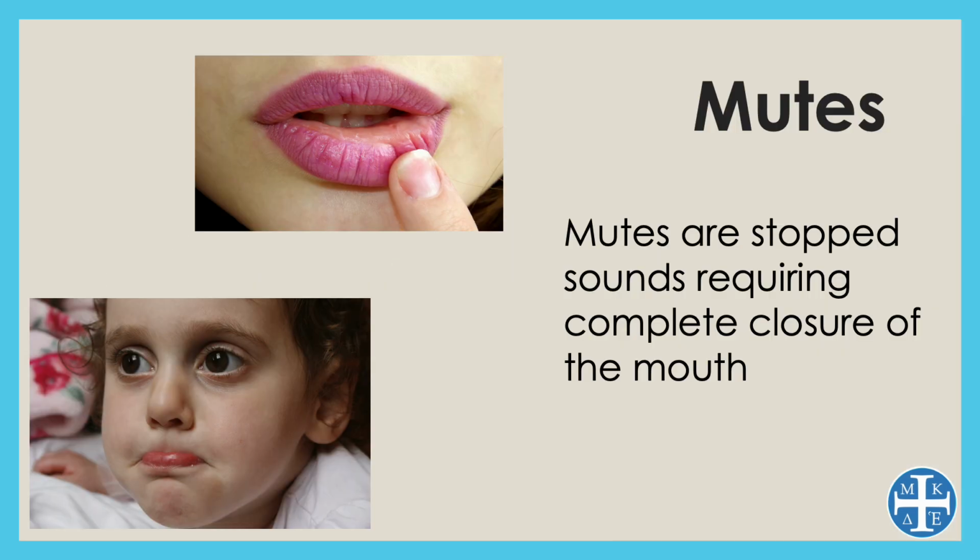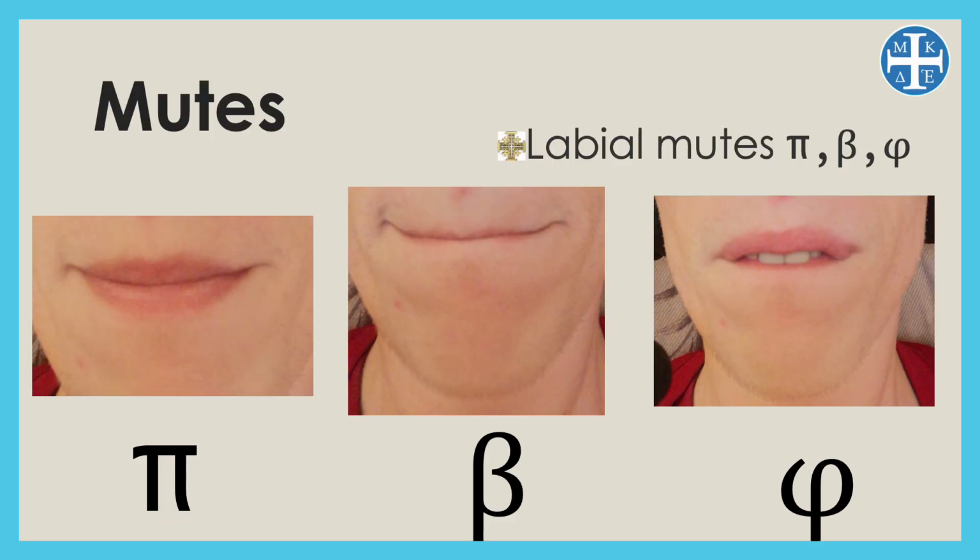Mutes are stopped sounds requiring a complete closure of the mouth in order to say them. The mutes fall into 3 classes, depending on which part of the mouth we use to say them. Let's start with the labial mutes, from the Latin word for lips. Now, you're not going to see me featuring in my own videos too often, but in order to show you the mouth shape of how these letters are said, I've taken some photos of me saying these letters.